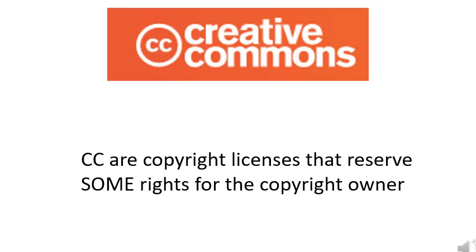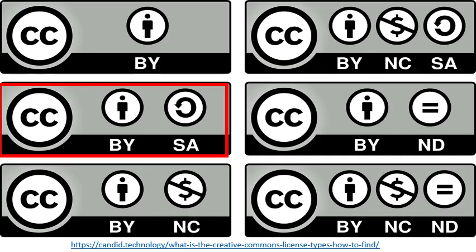Creative Commons are copyright licenses. Remember that through licensing, a copyright owner can share their rights with others. These are the current 6 Creative Commons license options. Please refer to the Creative Commons license page to get a description of what each license affords. For example, the Attribution Share Alike license, the one that is marked in red, allows others to, quote, remix, tweak, and build upon your work, even for commercial purposes, as long as they credit you and license their new creations under identical terms, end quote.